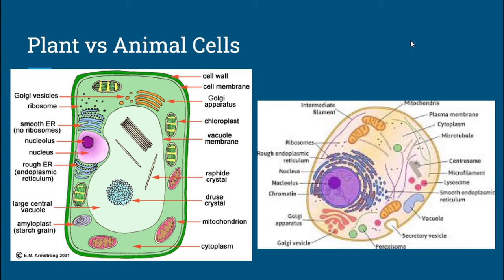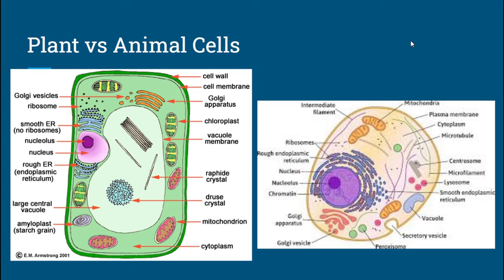So now we're going to look at the differences between plant and animal cells. Just as there are differences between prokaryotic and eukaryotic cells, there are differences between plant and animal cells. And both of them fall under the category of eukaryotic cells. On the left here we see a plant cell, and then on the right we see an animal cell.